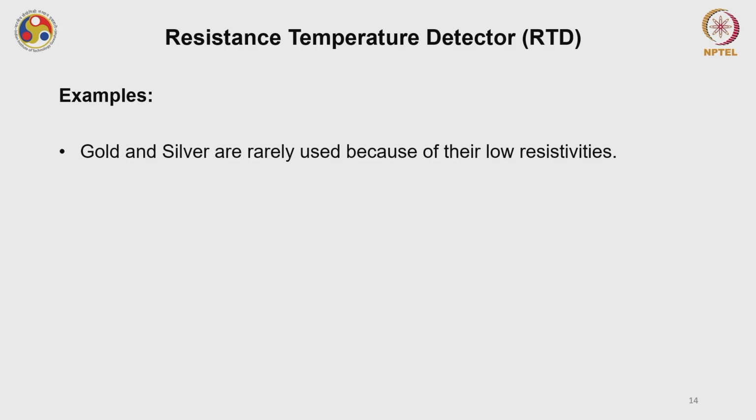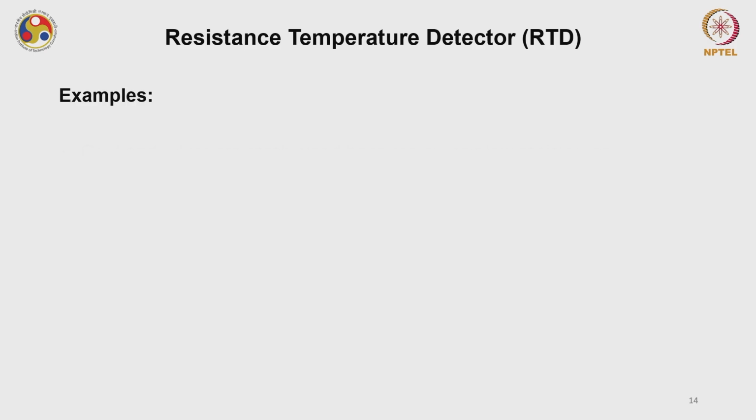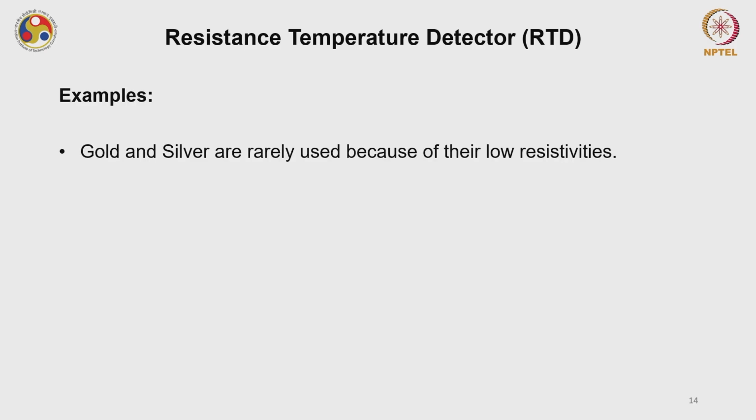I will give you some examples of metals which are not used in RTD applications, and the most popular examples are gold and silver. Gold and silver are rarely used because of their low resistivity. Out of the three characteristics I have mentioned for a conductor to be suitable for RTD applications, namely that the change in resistance per unit change in temperature should be larger, higher resistivity, and the resistance should have a continuous and stable relationship with temperature, gold and silver don't qualify because of their lower resistivities.